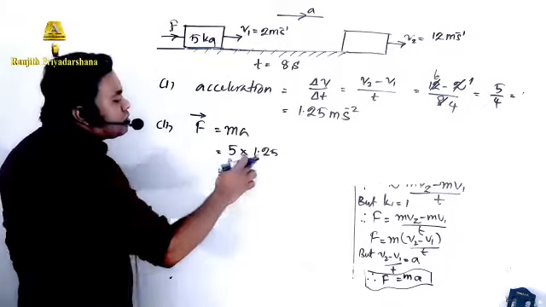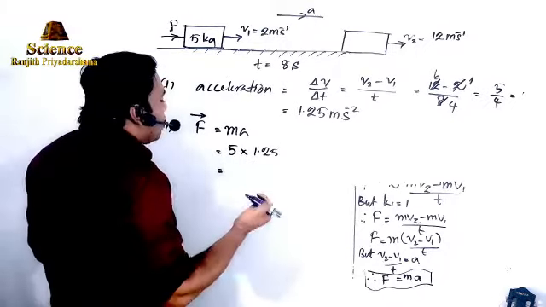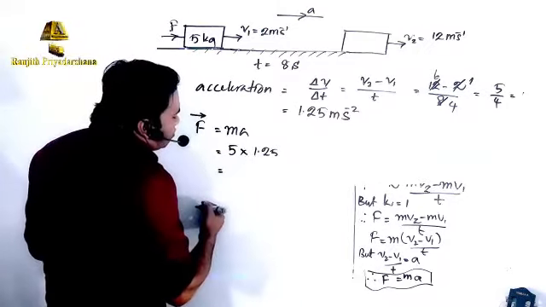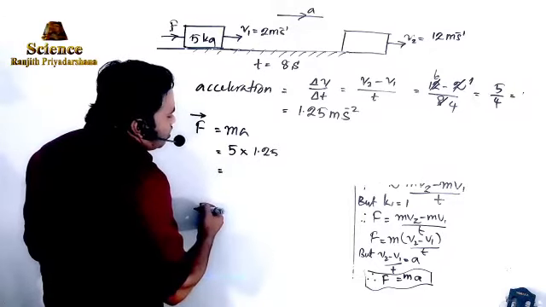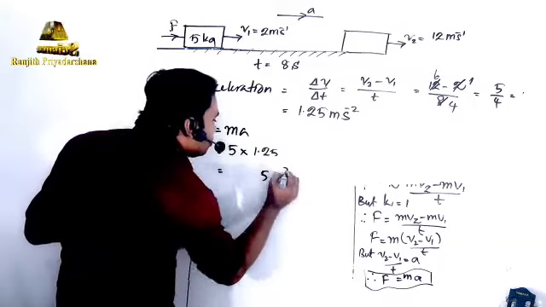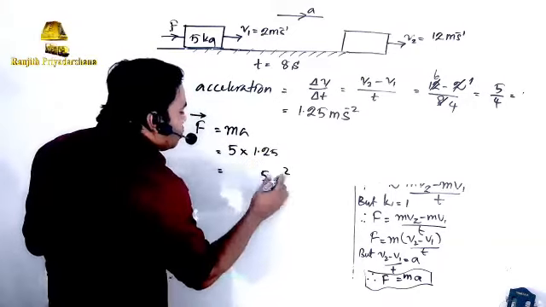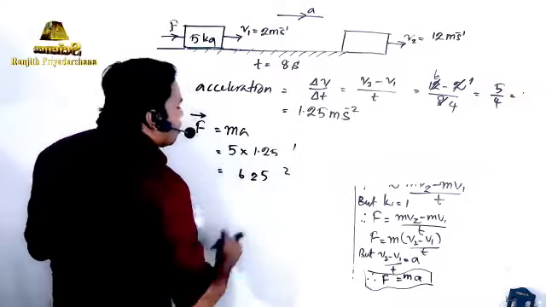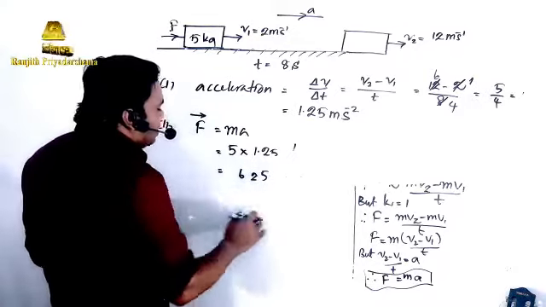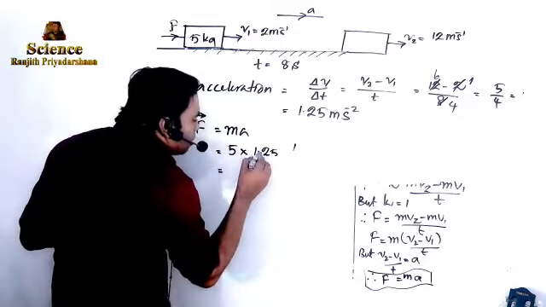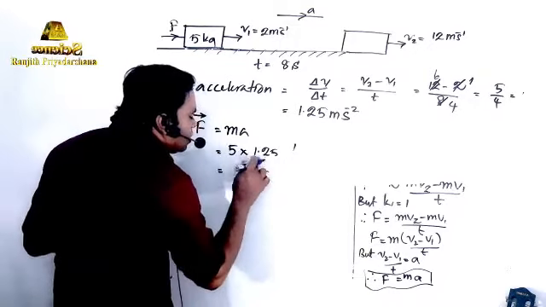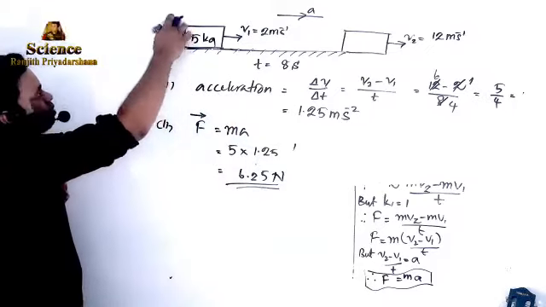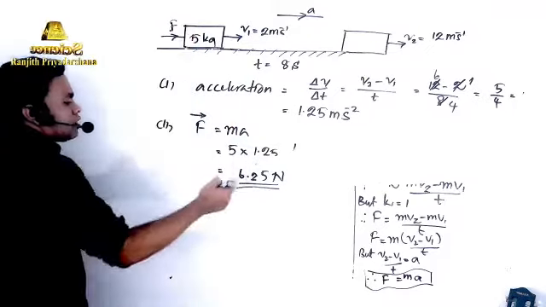Okay, so 5 times 125. 5 times 5, 25. 2 remains. 5 times 2, 10, with this 2, 12. 5 times 1, 5, with this one, 6. That's how you get that progression. Then with 2 decimal places, 6.25 newtons. So that's the answer. The magnitude of the force applied on this object is 6.25 newtons.